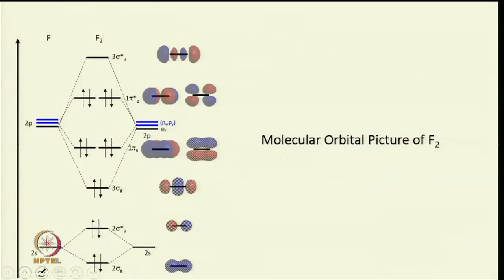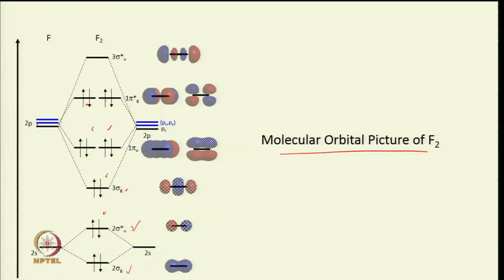Now look at the molecular orbital picture of fluorine, and this is the way the electrons have been filled. If 2s combines, it gives you one bonding orbital and one anti-bonding orbital. Bonding will always be gerade and anti-bonding is ungerade.